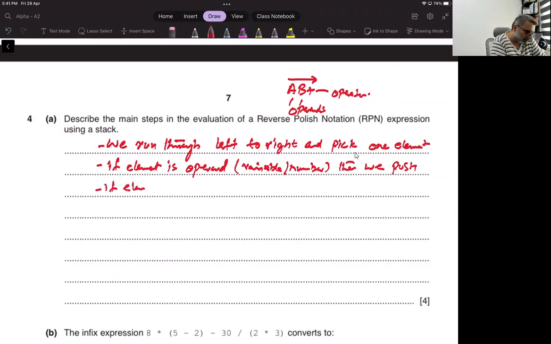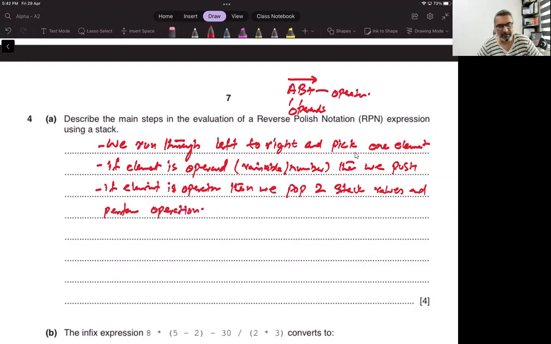If the element is an operator, then we pop two stack values and perform the operation.